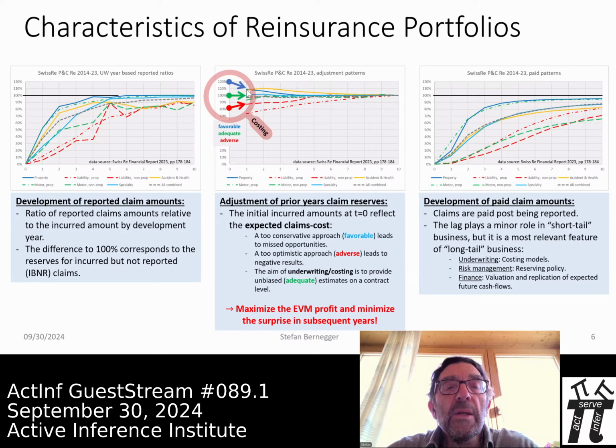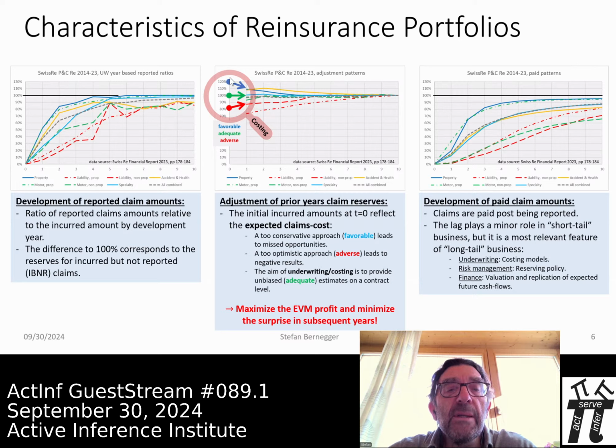In the case of short tail lines, it's not so clear, because you see here about 50% of the claims have already been reported. So it could be that the claims managers are quite conservative at the beginning. They reserve more than what is necessary, and then it comes down. Here we don't know. Maybe we started higher and it came down. Maybe we started below and it came up in the first year. It's not so clear.